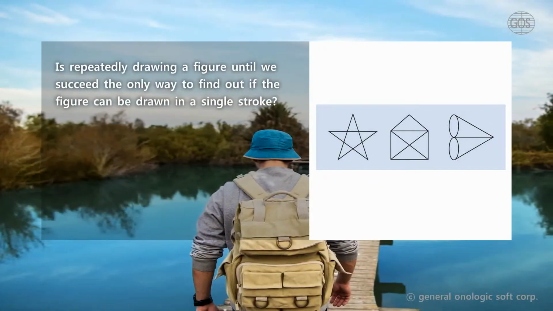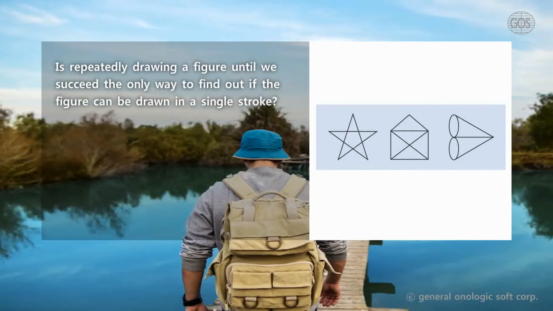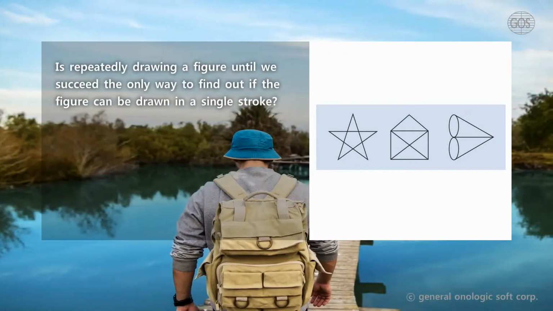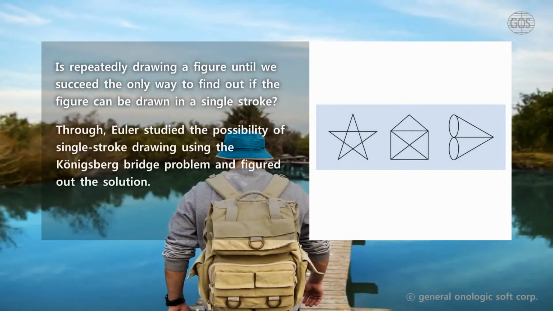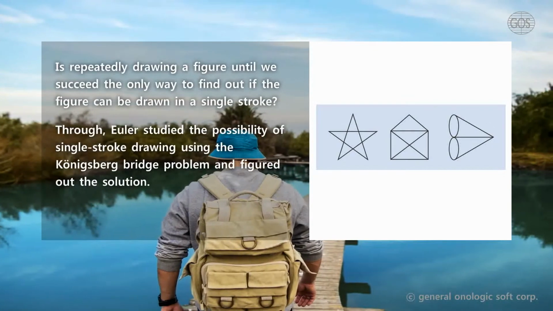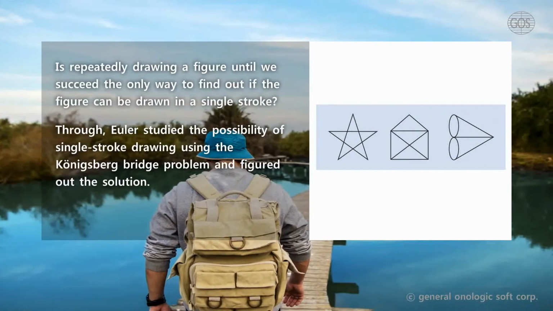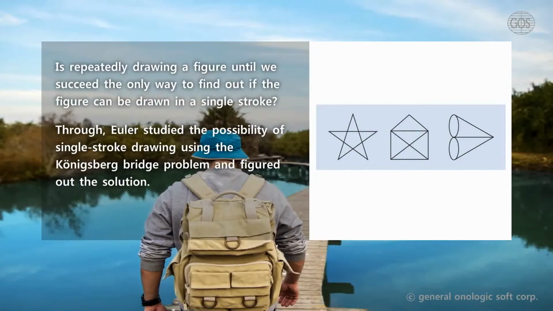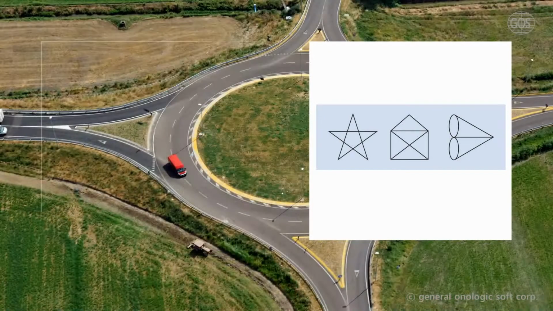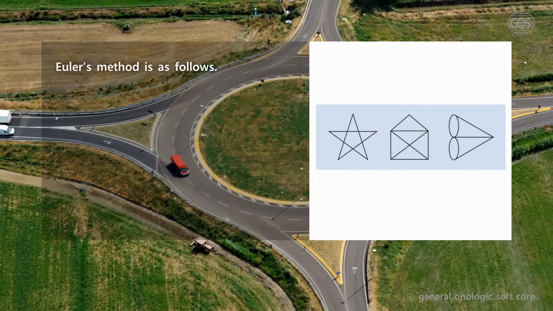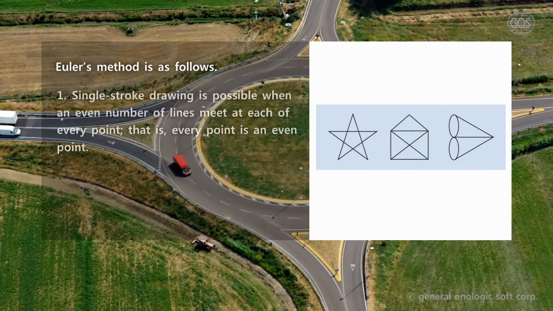Is repeatedly drawing a figure until we succeed the only way to find out if the figure can be drawn in a single stroke? Euler studied the possibility of single-stroke drawing using the Konigsberg bridge problem and figured out the solution. Euler's method is as follows.